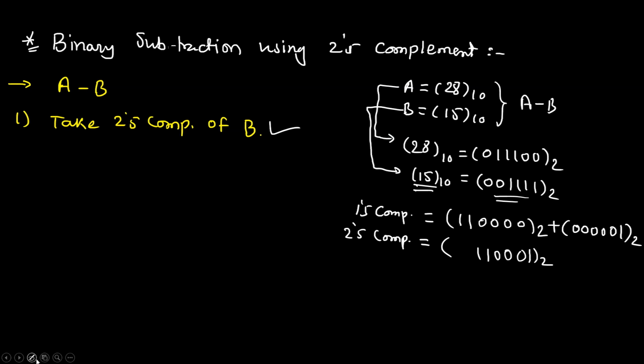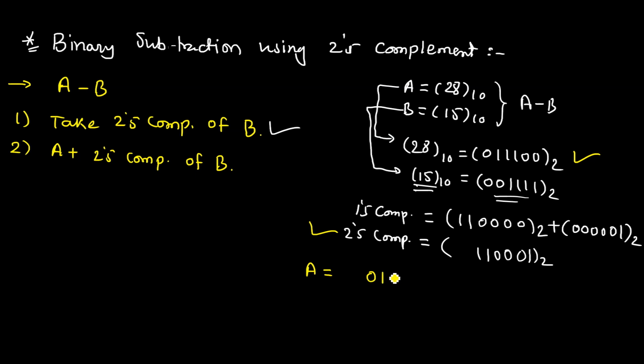Now the second step: first we calculated the 2's complement of the second number, so now we add both numbers, A plus the 2's complement of B. So we have A equal to 011100, and the 2's complement of B is equal to 110001. We have to add both numbers.